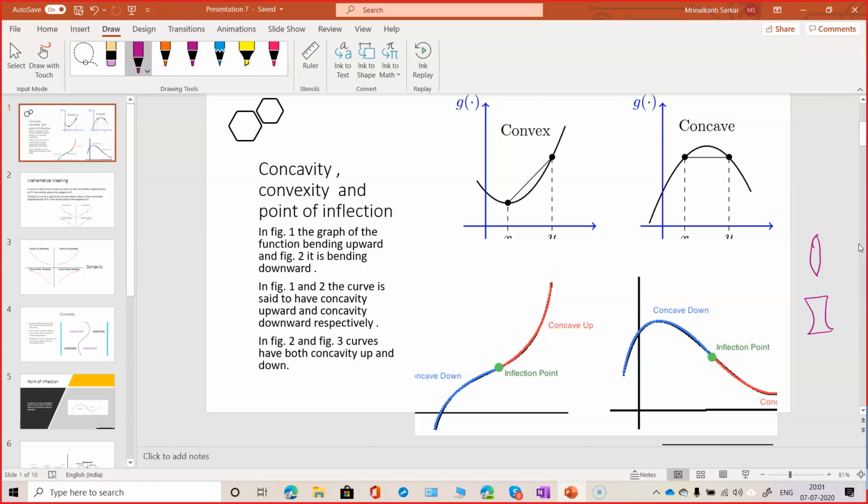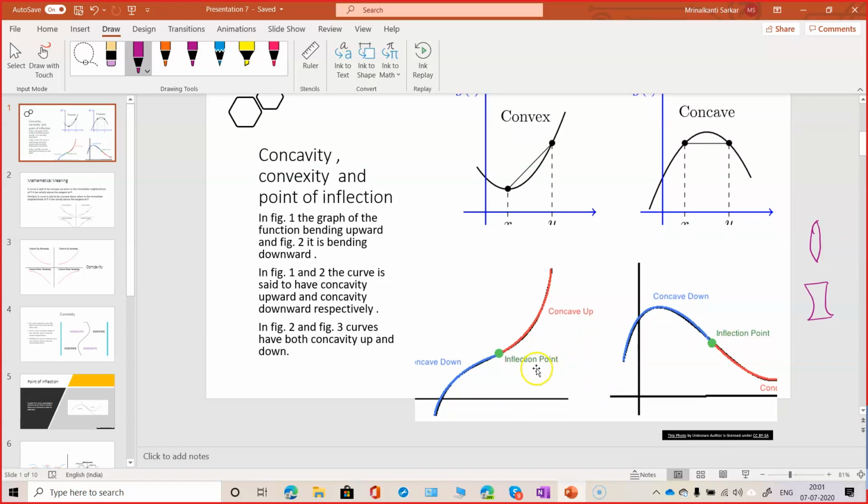But a curve is not only convex or concave, it may be both convex and concave. That example I have given here. Here this branch is concave down, this one is concave up. This one concave down, this one is concave up. The point at which it happens is called the point of inflection. The point where the concavity of the curve changes is called the point of inflection. Okay.